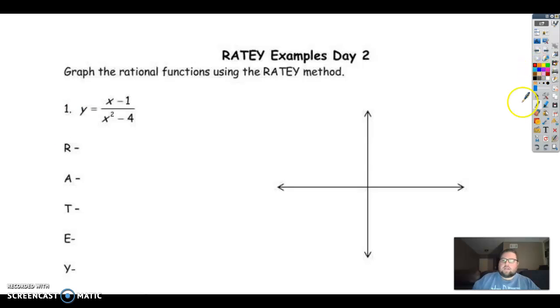Hopefully you remember Ratey from our last lesson. So you know that R is for roots, and to get the roots we set the numerator equal to 0. And so we get x equals 1. And we write our roots as a point, (1, 0).